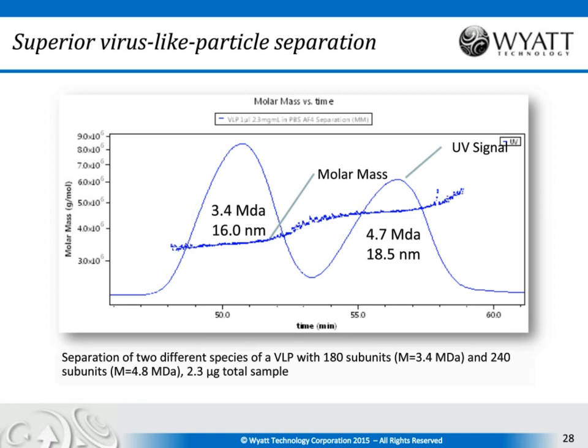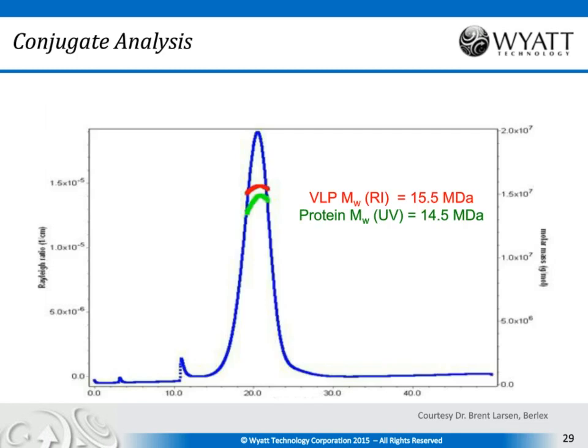And then finally, conjugate analysis can be applied to FFF separations as well. And in this example, we're looking at a virus-like particle, which is bearing a DNA payload. And again, through the 3 detector technique of the UV plus RI plus MALS, we can determine the overall molecular weight of the VLP bearing its payload, as well as just the protein part.